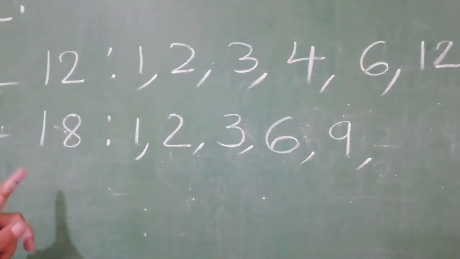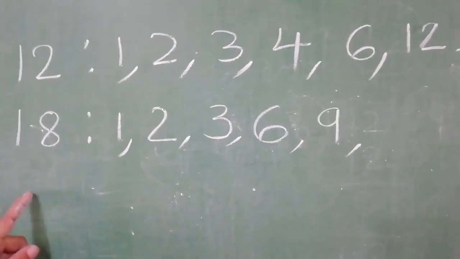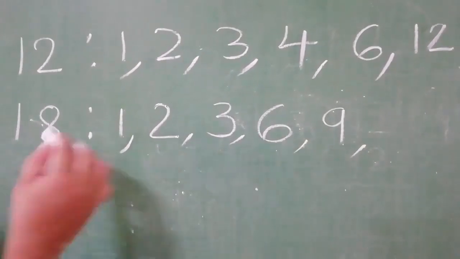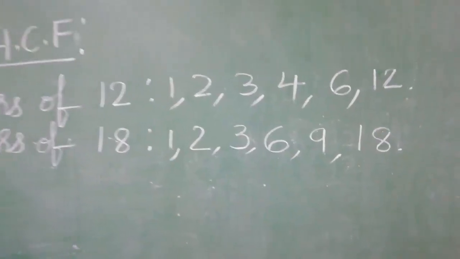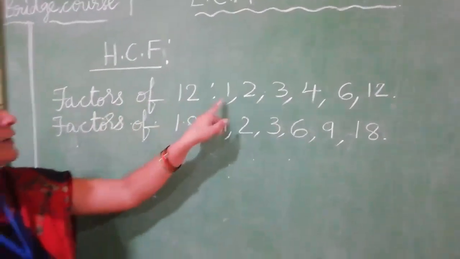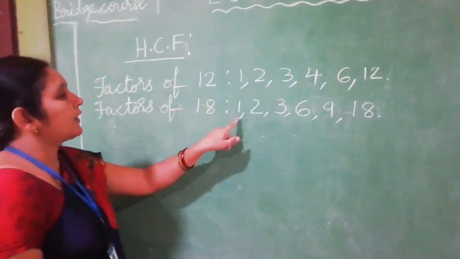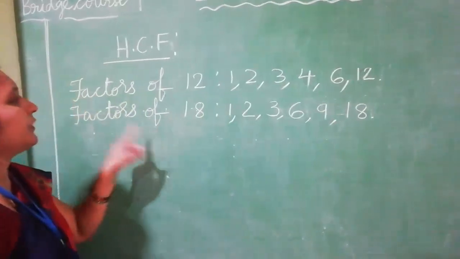Next 10, 11, 12, 13, 14, 15, 16, 17 are not there. Next the number itself. 18 1s are 18. See, those are the factors of 12: 1, 2, 3, 4, 6, 12. These are the factors of 12. 1, 2, 3, 6, 9, 18. These are the factors of 18.